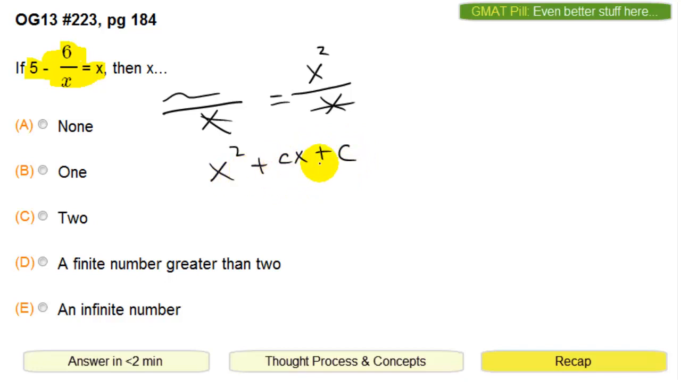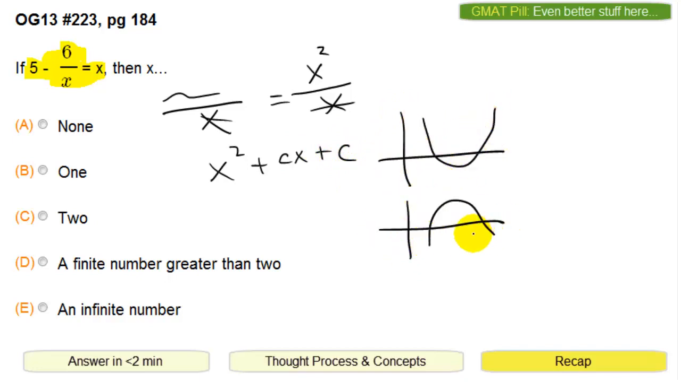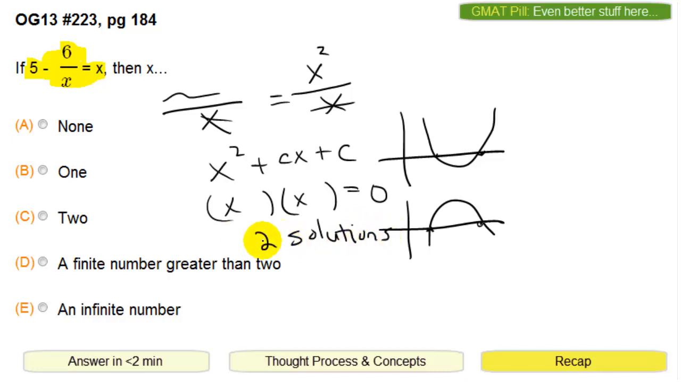And so this is a quadratic, and they usually have parabola solutions like this or like this, and they basically intersect the x-axis in two locations, indicating there are two answers. And so basically you can factor this into x something times x something equals 0, and that gets you two solutions. And so of the answer choices you have available, answer choice C is what we want.